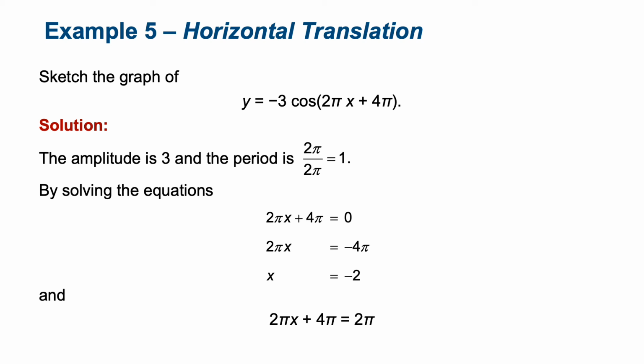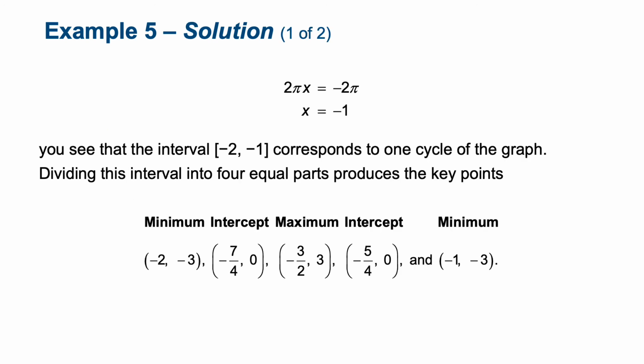Now let's find the endpoints of this period. We have 2 pi x plus 4 pi. Let's set that equal to 0. Subtracting 4 pi from both sides and dividing by 2 pi, we get that x is equal to negative 2. So that's the left endpoint. To find the right endpoint, we say 2 pi x plus 4 pi equals 2 pi, and if you solve that, you get x is equal to negative 1. So the interval from negative 2 to negative 1 corresponds to one cycle of the graph.